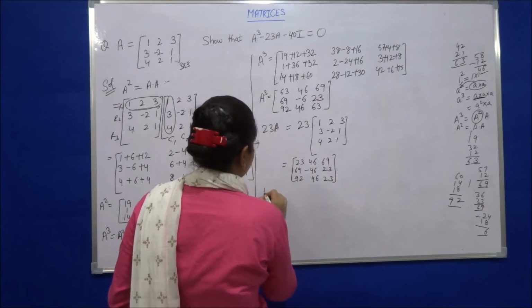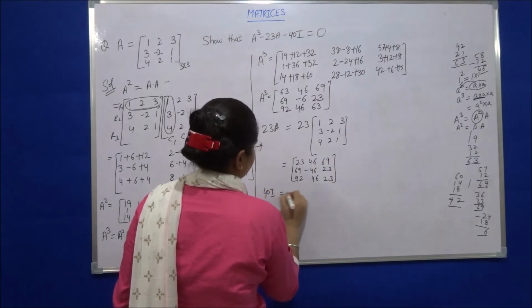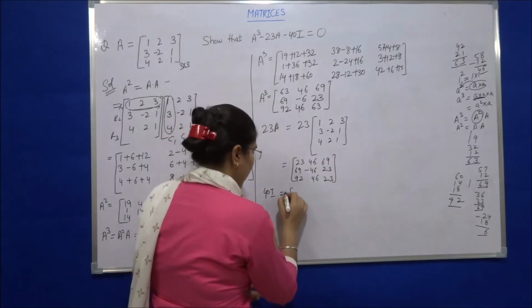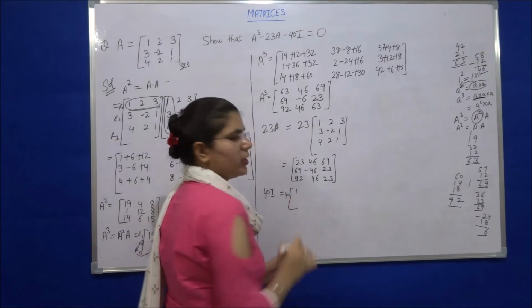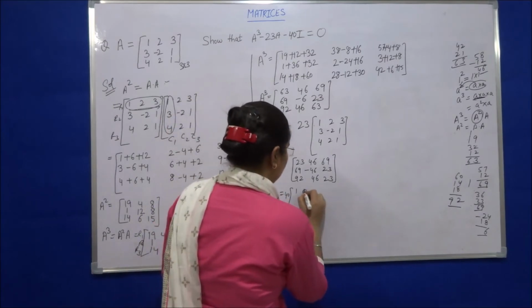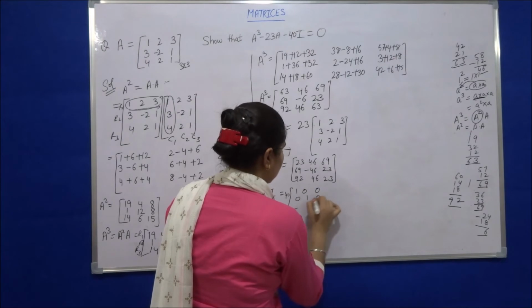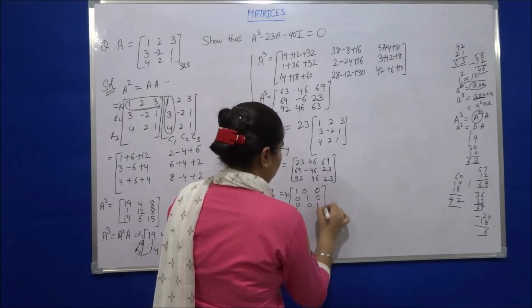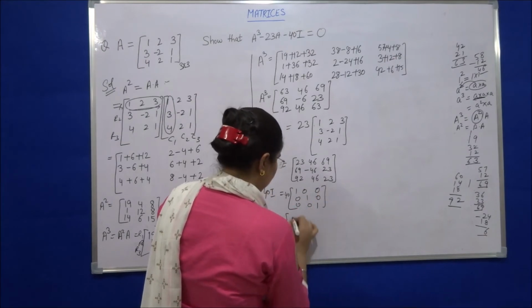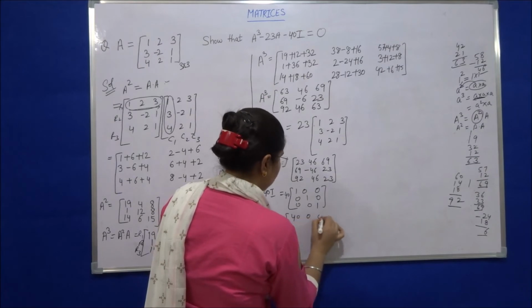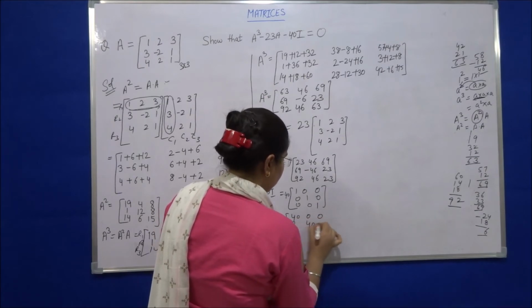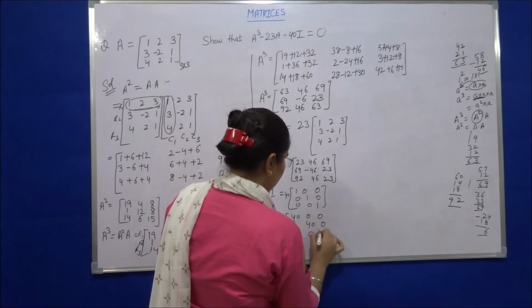Again 40i. We know that identity matrix of 3 cross 3 is 1, 0, 0, 0, 1, 0, 0, 0, 1. Again scalar multiplication, that will be 40, 0, 0, 0, 40, 0, 0, 0, 40.